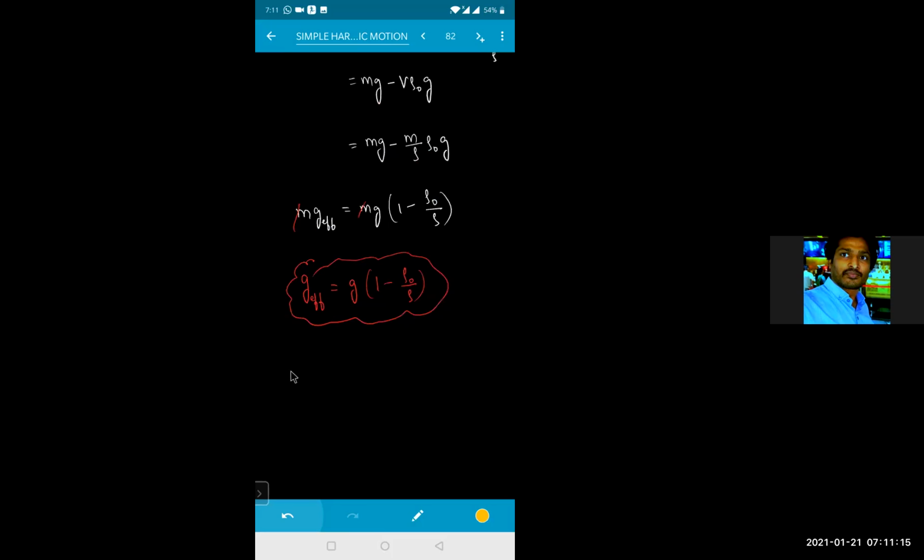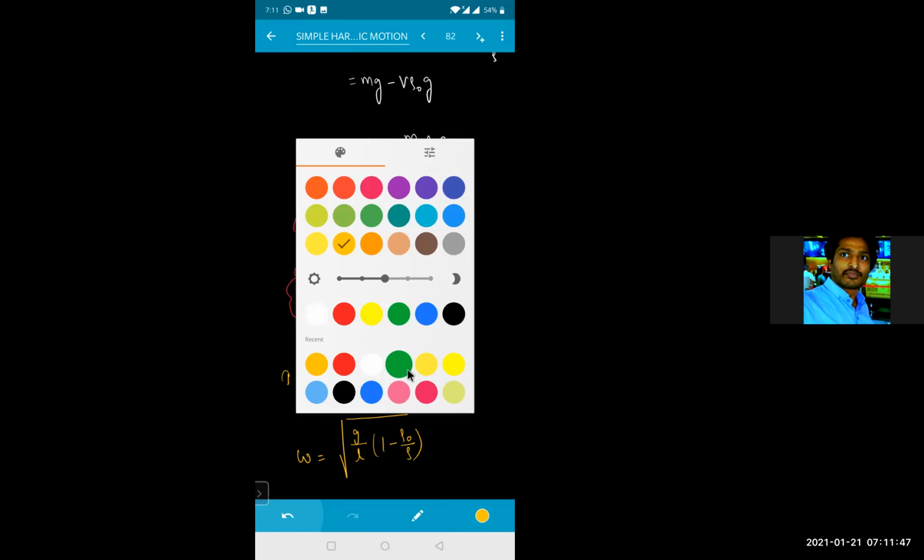Then the time period will become T equals 2 pi under root of L by g effective. So g effective is g into 1 minus density of fluid divided by density of your body. If omega is asked, omega will be equal to 2 pi by T. 2 pi will get cancelled, so this will become under root of g by L into 1 minus density of fluid divided by density of your body. Is it clear?